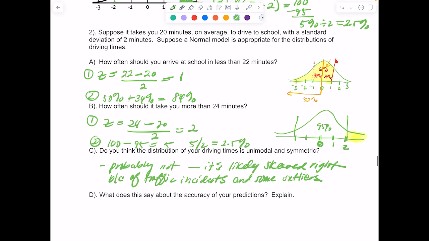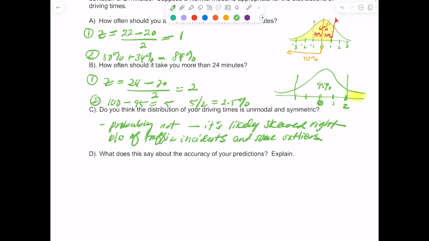So what does this say about the accuracy of our predictions then? If we assume it's skewed right, the normal model would not be appropriate. So the percentages we predicted would not be accurate. The percents are not accurate if the distribution is skewed right.